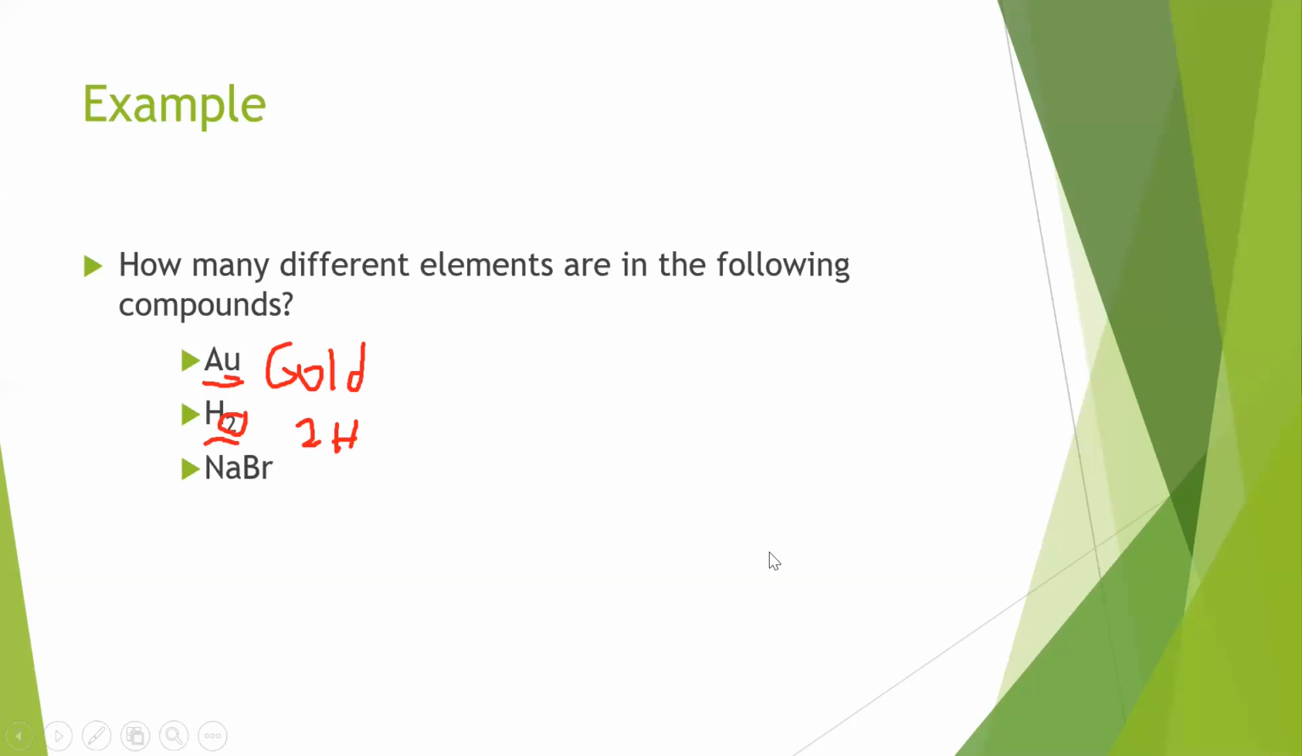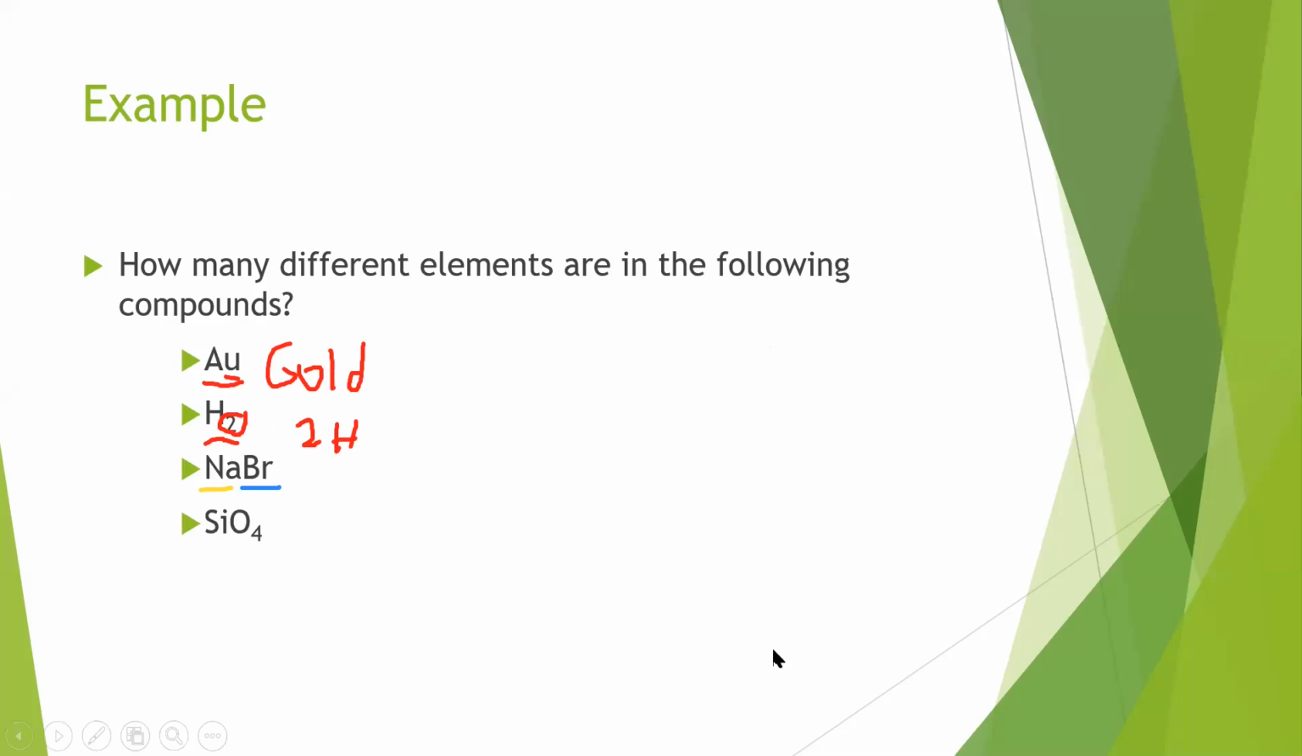How about NaBr? Ooh, that one's kind of trickier. How many different elements are in NaBr? Okay, I see a lot of correct answers. Yep, you guys all got it right. So Na is the first one since it's capitalized with a lowercase letter, so we know it's 2 letters. And the second one is Br, which is bromine. Na is commonly found in table salt, and bromine is a common gas when it's in a certain form. So there's two different elements there.